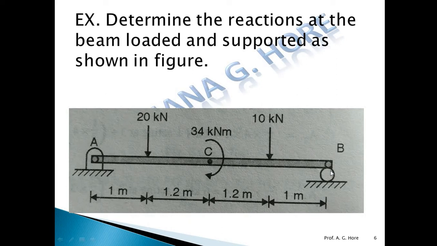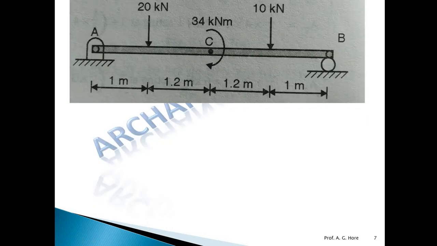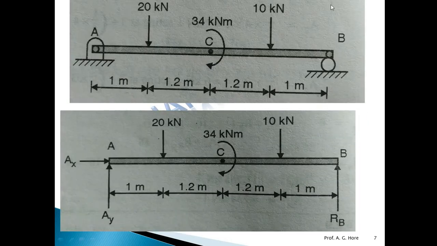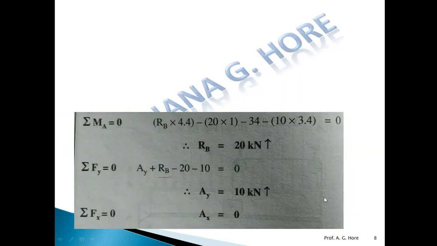First of all, draw the FBD of this beam AB. So in the FBD, A is a hinge support, so two reactions. B is a roller, the surface is horizontal, so the reaction is perpendicular to the surface, that is vertical towards the point B. Now draw the external forces as they are, along with the couple, write down the distances, then apply the three conditions.